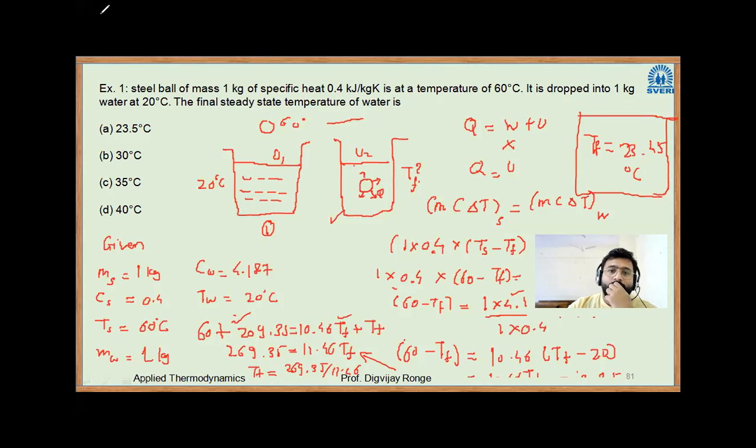You can check. Specific heat of steel is 0.4. Specific heat of water is 4.187, right? So that is why in many of the foundries, in many applications for cooling purposes, the engineers prefer water. Okay, water has a higher specific heat. That is why we prefer water for cooling applications.